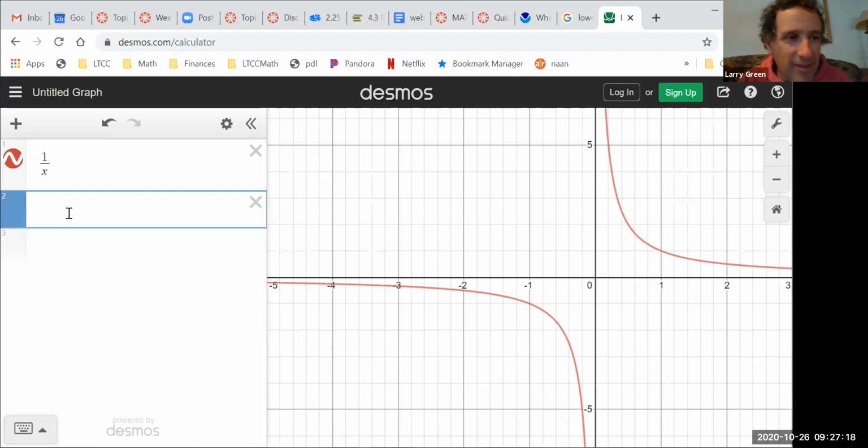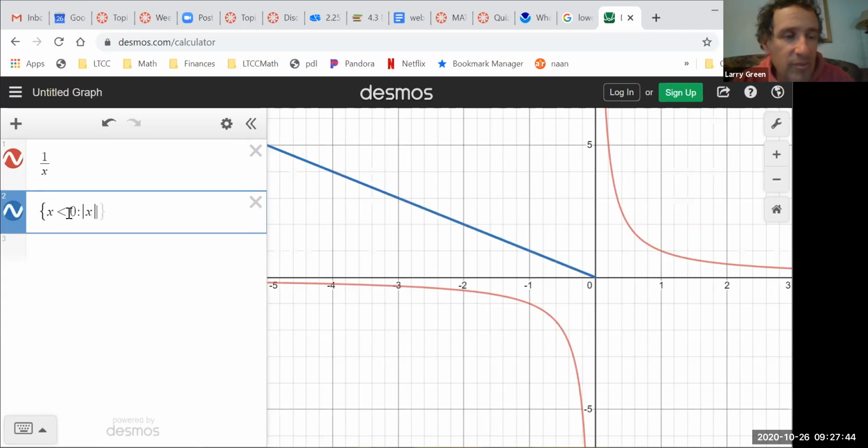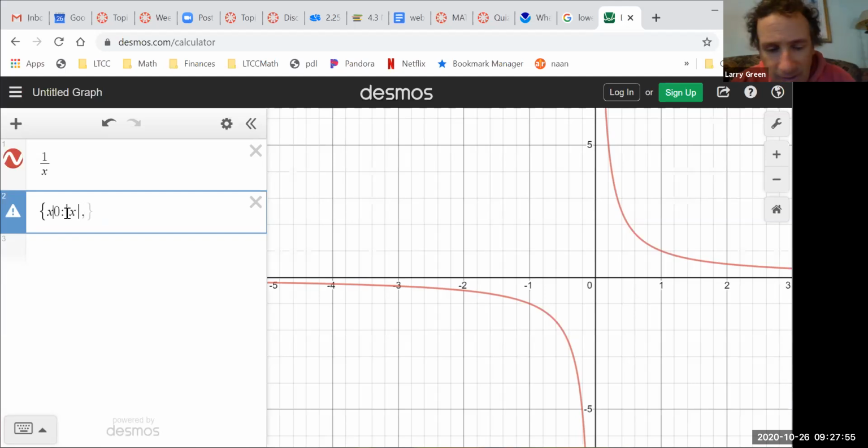I don't know, it's always hard to do this. Oh, I know, let's go this way. What if it was something like the absolute value of x? Actually, I think I have to do it this way. If x is less than 0, then it's the absolute value of x. But if x is greater than 0, actually, it's x is not equal to 0 is what I want. I wonder if it'll do this.